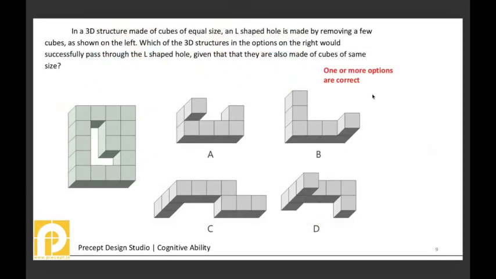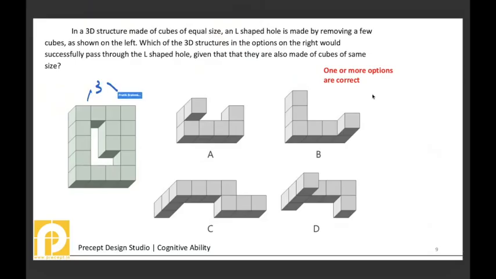In a 3D structure made of cubes of equal size, an L-shaped hole is made by removing a few cubes, as shown in the image on the left. Which of the 3D structure in the option on the right would successfully pass through the L-shaped hole, given that they all are made of cubes of same size? Okay, so we are given here a hole. We have to identify which of these 3D will pass through the hole.